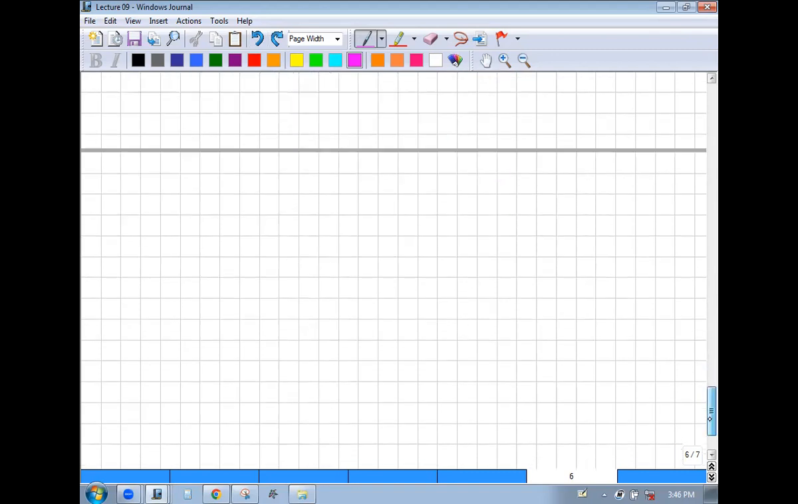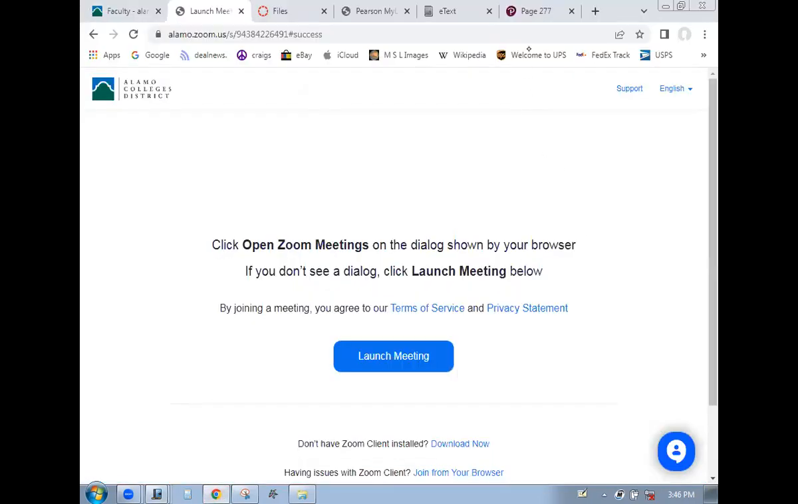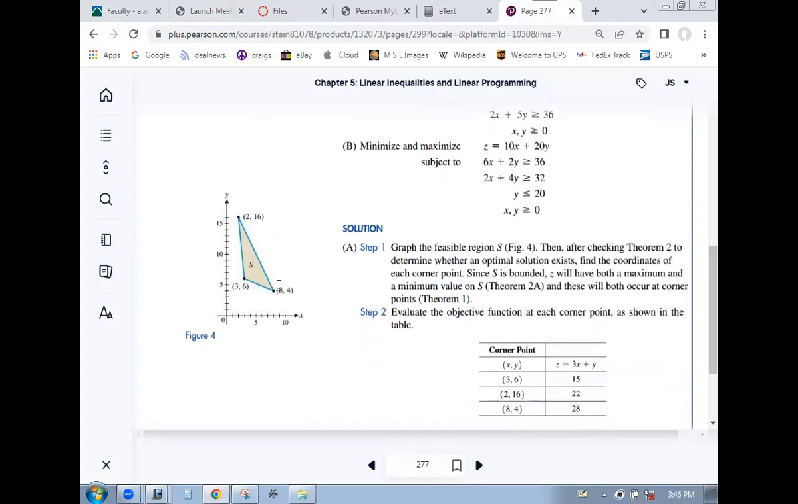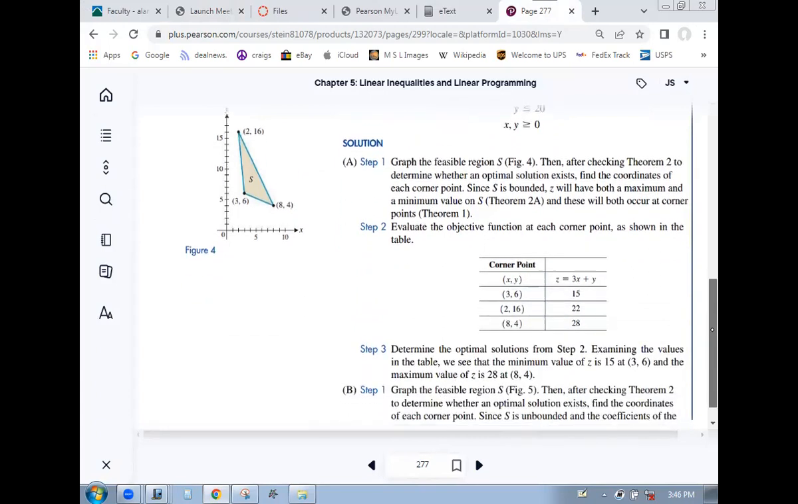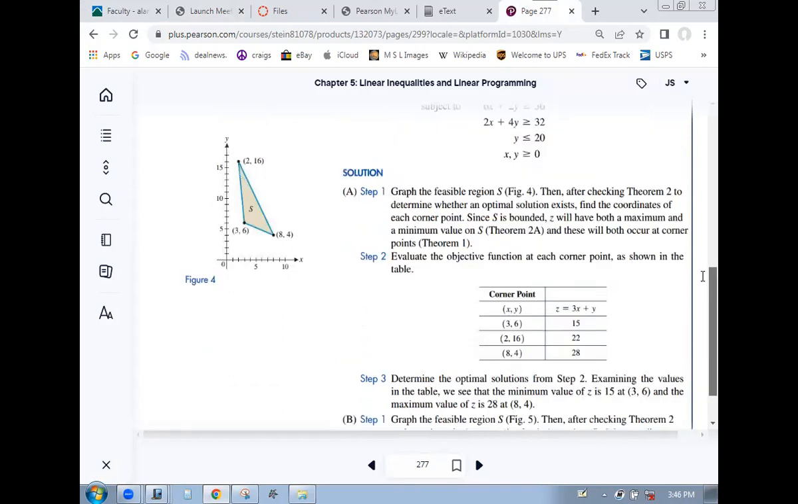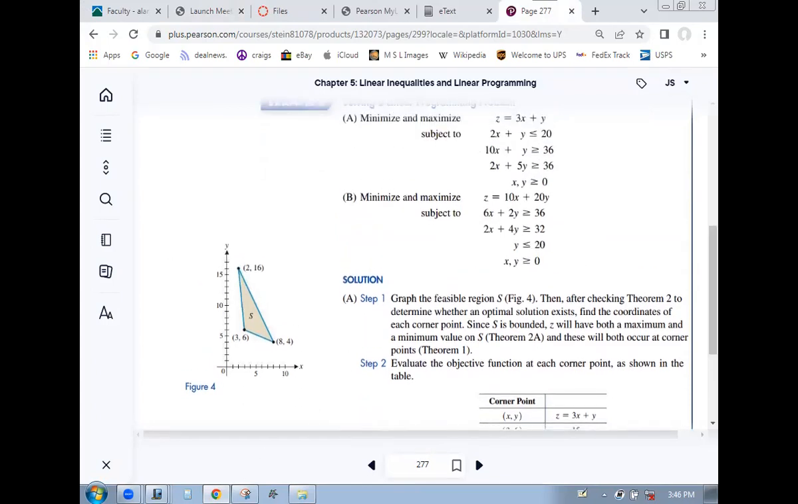So let's see what the book has to say for us. That was part A. I only gave you one problem on the quiz. Here's their region, and they got the points there. I think we did it right. Graph the feasible region, then after checking the theorem, find the coordinates of each corner point. So this one is a bounded region, right? Let's look at another one here.